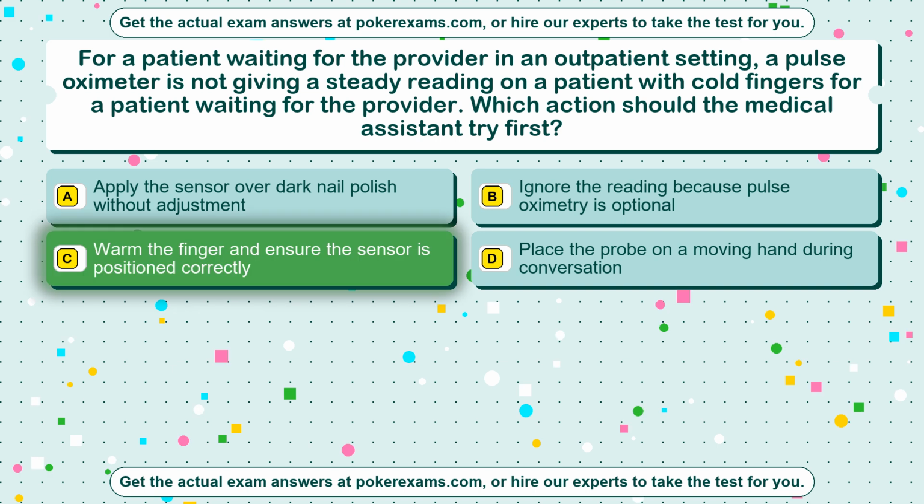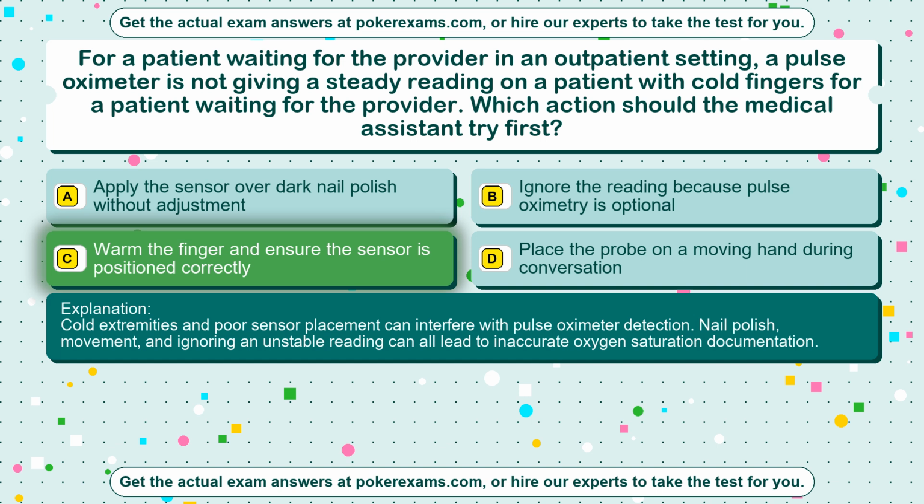The correct answer is option C, warm the finger and ensure the sensor is positioned correctly. Cold extremities and poor sensor placement can interfere with pulse oximeter detection. Nail polish, movement, and ignoring an unstable reading can all lead to inaccurate oxygen saturation documentation.